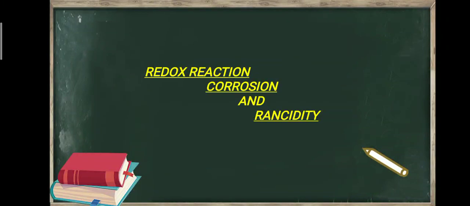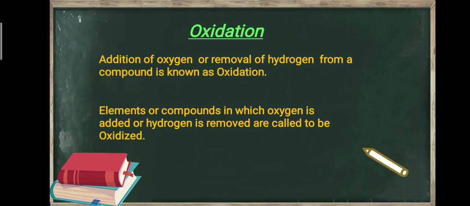Good evening everyone. In today's class we are going to discuss redox reaction, corrosion and rancidity. Before coming to redox reaction, we have to go through two different processes, which are oxidation and reduction. So now let us start the topic with oxidation.